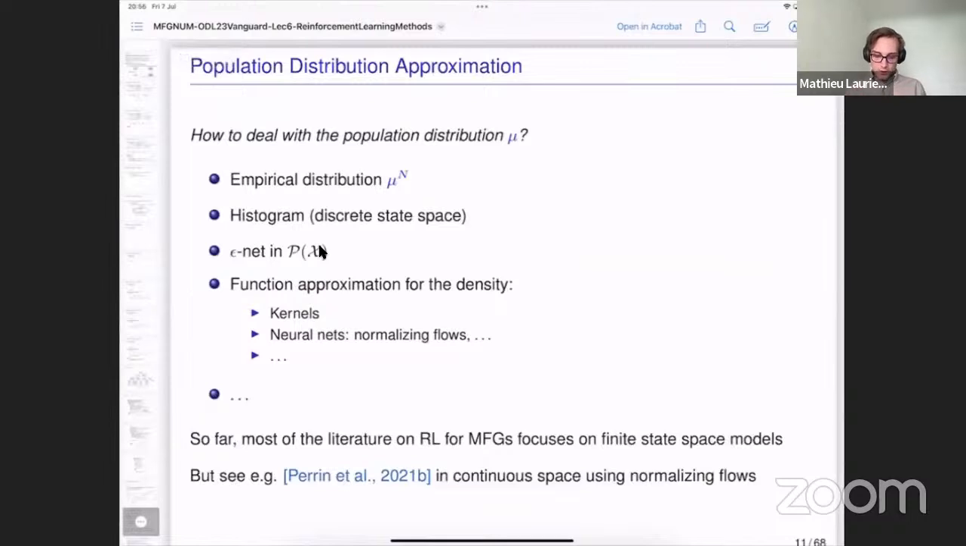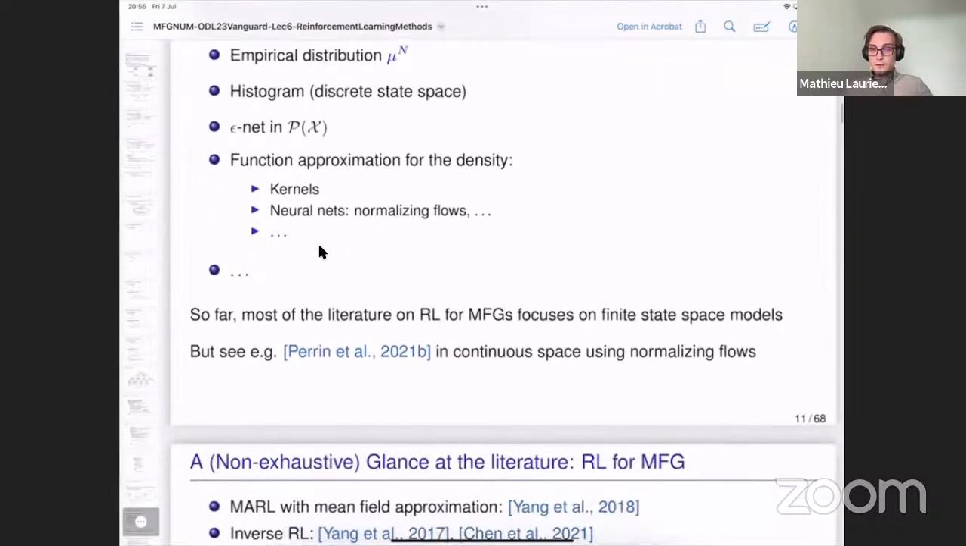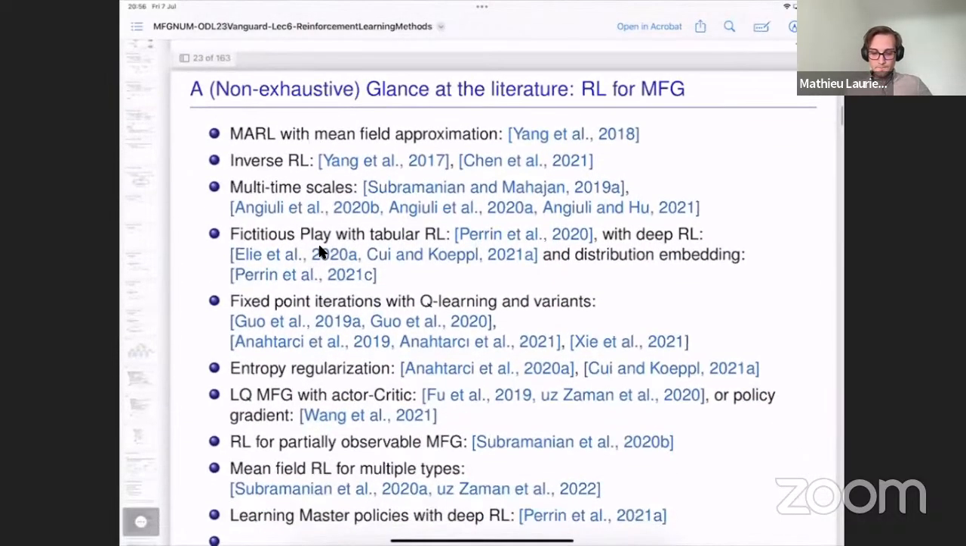Okay, so there are several ways. Most of the literature, at least on RL for MFGs, focuses on the finite state space model. But for example, with Sarah Perrin, we worked on using normalizing flows, which is a kind of neural network, to capture the density, to represent the density in a continuous space model. Again, if we are not talking about RL, there are several papers that discuss approximation of the density. I cited some of them in the previous lecture. And we could combine, of course, these ideas with reinforcement learning.